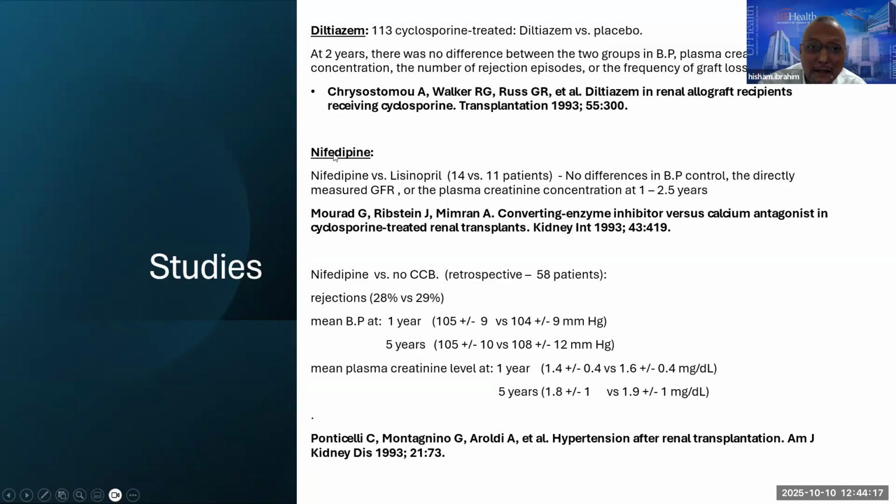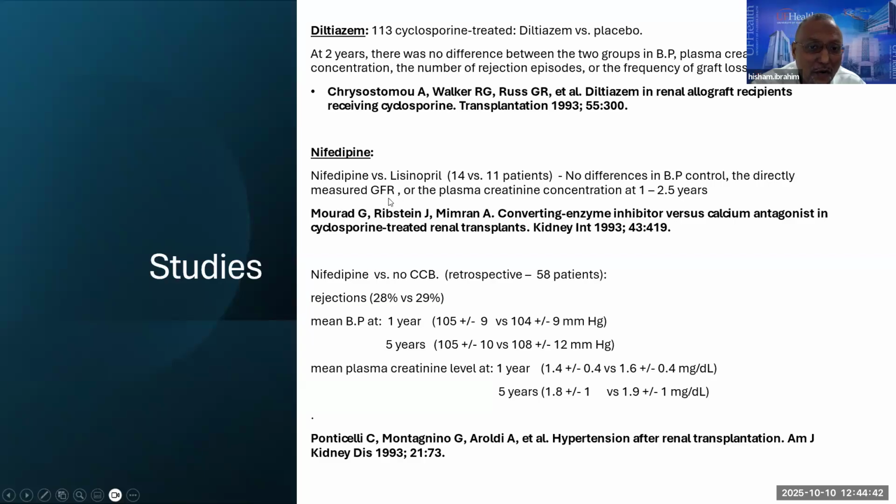Studies that looked at nifedipine. So this is actually a good study, but the numbers are very small. So 14 and 11 patients randomized, 14 patients in the nifedipine group versus 11 patients in the lisinopril group. And these patients, they actually measured the blood pressure. They measured the GFR using nuclear scans, actually. So they would see the patient every month, and they did several nuclear scans to see if there's a difference.